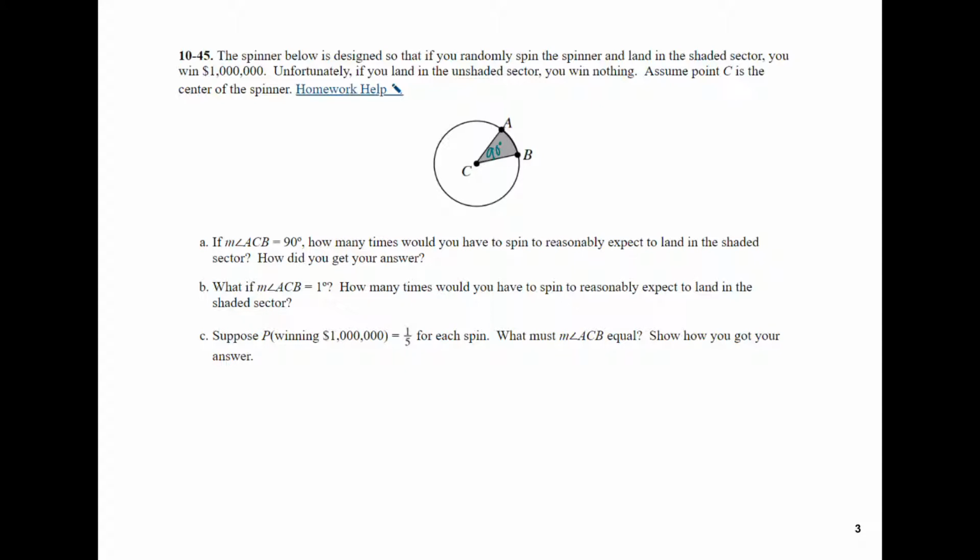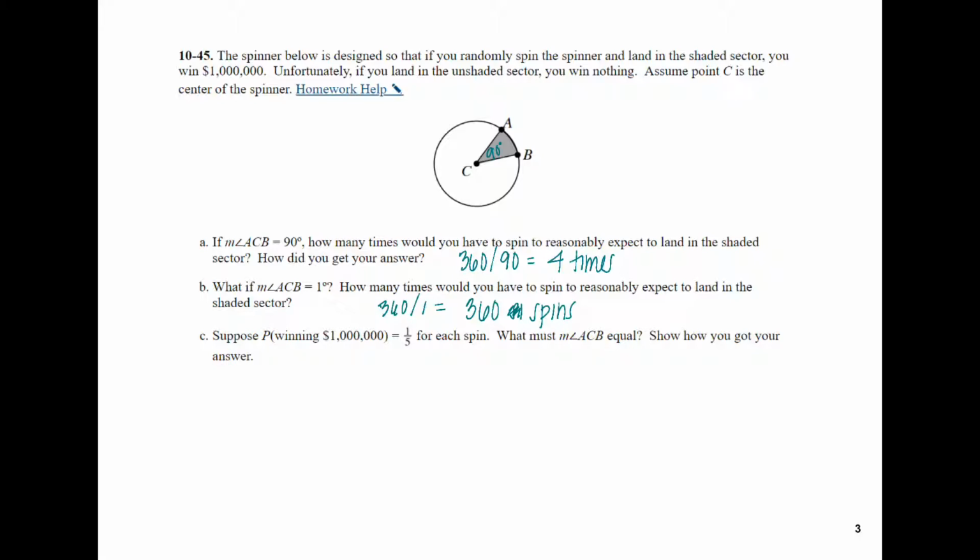Well, if we have a circle that is 360 degrees and divide that by 90, we would reasonably need to spin 4 times. What if the measure of ACB was 1 degree? Well, we would take 360, divide that by 1, and we would reasonably need to spin 360 times.